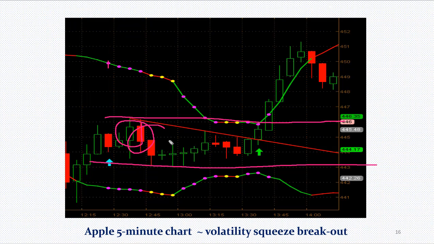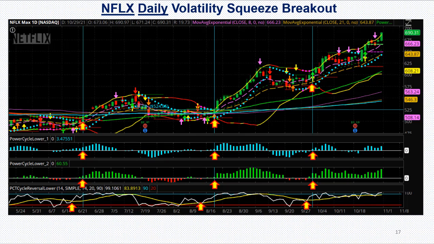So it's just coiling. Now the next question is, is it going to break up or is it going to break down? So I'll use trend lines or prior breaks of prior highs or lows. But then we want to know what's the potential direction. And so we're going to use our momentum indicators to give us probable direction, either up or down, for the breakout. So here's a really good example with Netflix.